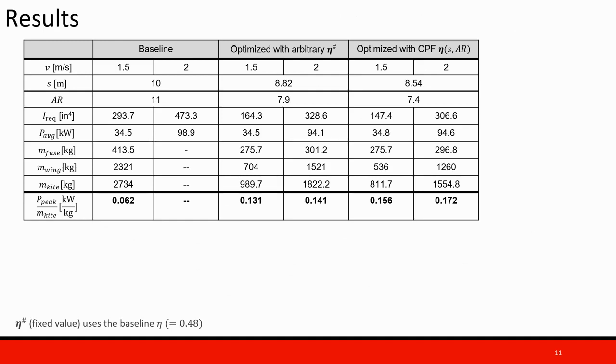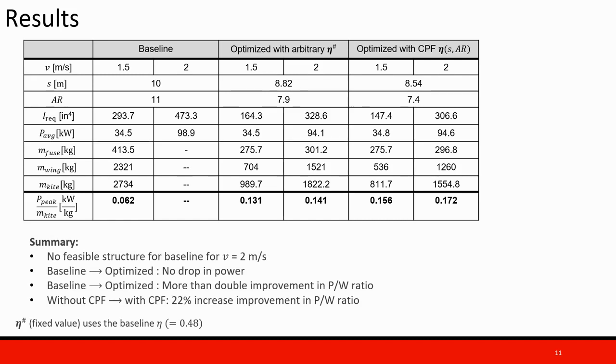These results compare the performance of the baseline with the optimized kites, in which two cases were considered. One with an arbitrary efficiency of the baseline, which is 0.48, and second, which uses the control proxy function or the efficiency map. No feasible structure was obtained for the baseline at a rated flow speed of 2 meters per second, where the resulting root chord was too small to obtain a feasible structural frame to handle the loads at that speed.